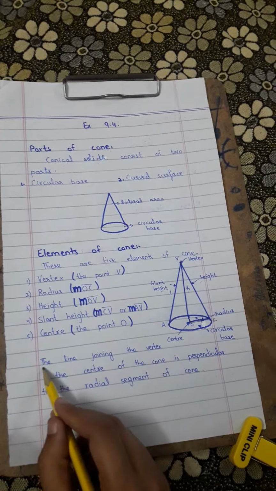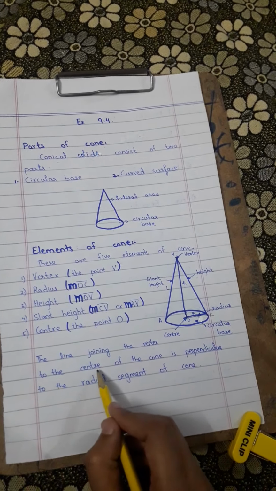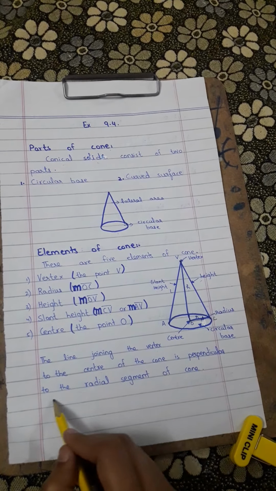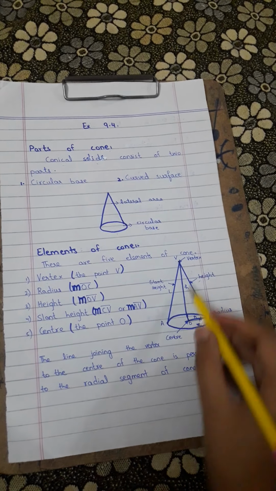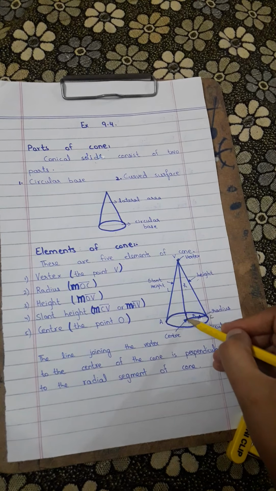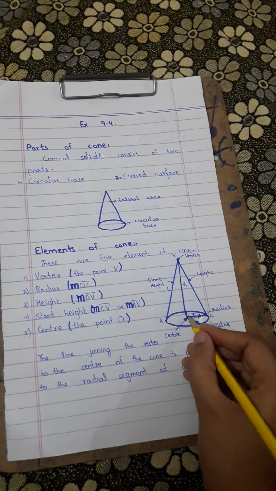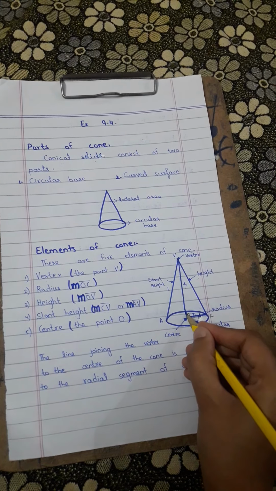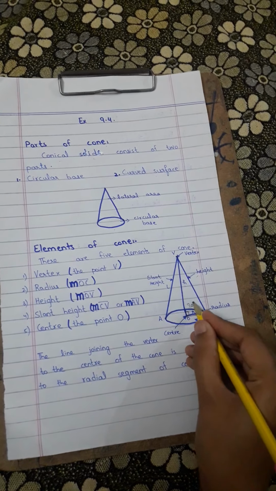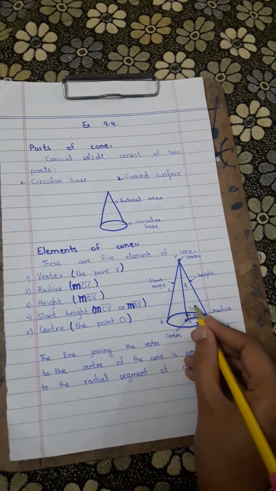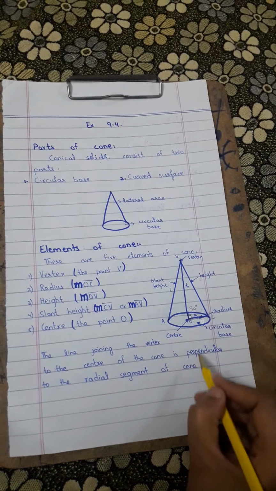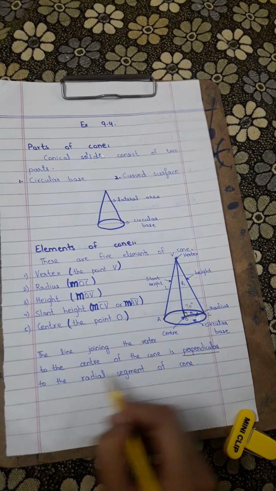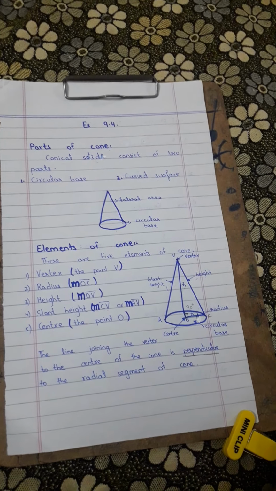Clear, students? Now the line joining the vertex to the center of the cone is perpendicular to the radial segment of cone. It's mean कि line जो vertex को join करती है center से, this line is perpendicular. ये perpendicular means creating an angle of 90 degree. Clear? This is the angle of 90 degree. If any two lines create an angle of 90 degree, these are the perpendicular lines to the radial segment of the cone. Is it clear?